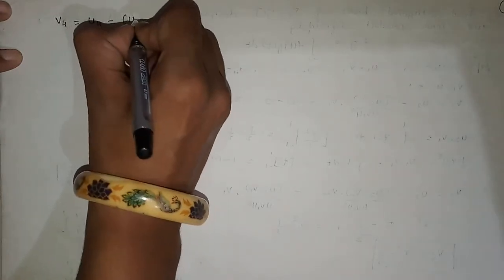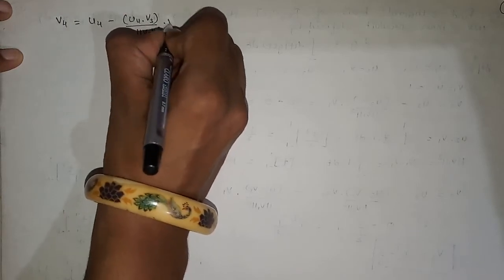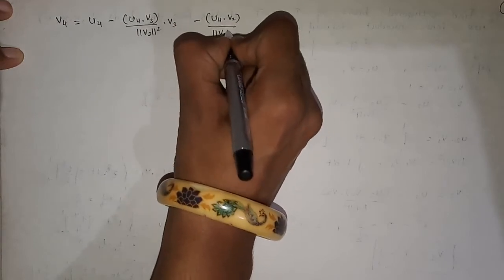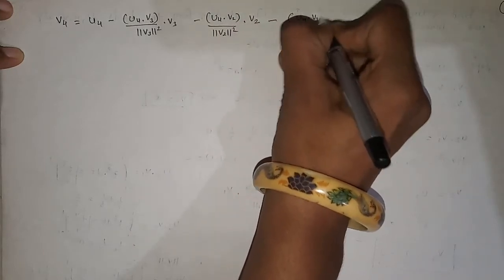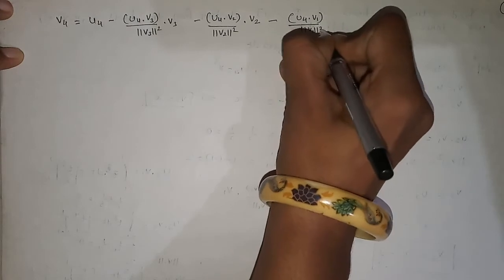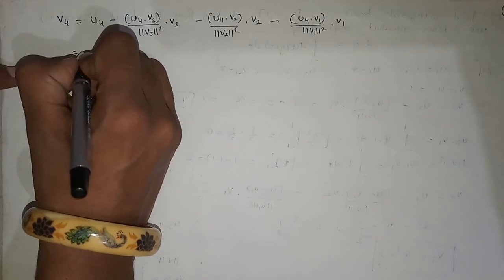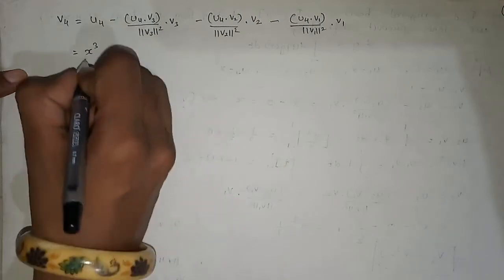Next we want to calculate v4. So v4 is equal to u4 minus the inner product of u4 dot v3 upon norm of v3 square times v3, minus the inner product of u4 and v2 upon norm of v2 square, minus the inner product of u4 and v1 upon norm of v1 square times v1. So u4 is x raised to 3. Again we have to calculate, so first we will do the calculation separately.